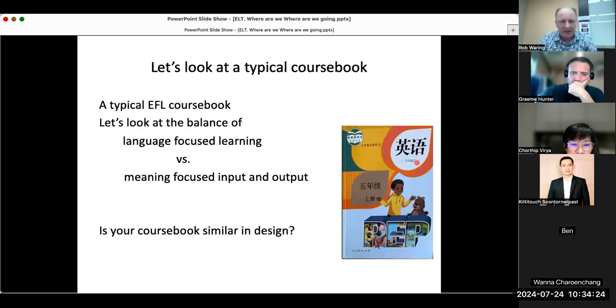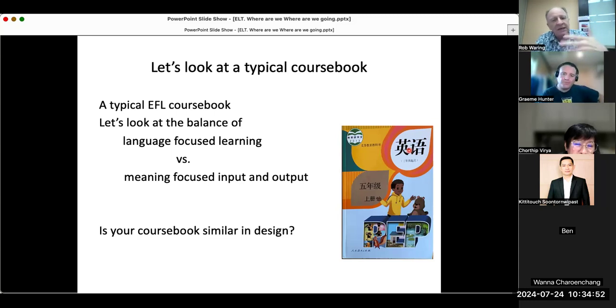So if we just look at a typical course book, this particular course book here is from China. It's a very low-level course book. This book is not much different from most other course books. And I want you to step back and look at what's actually happening in the book, and look at the balance of language-focused learning versus meaning-focused learning. And your textbook might be similar.